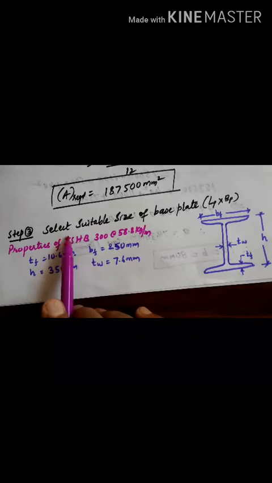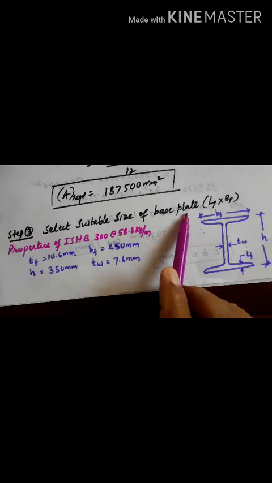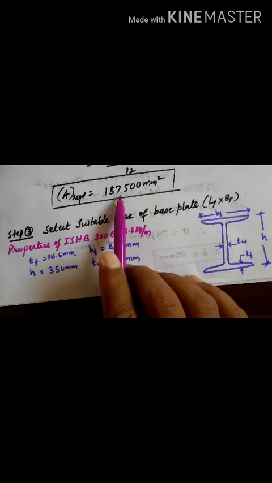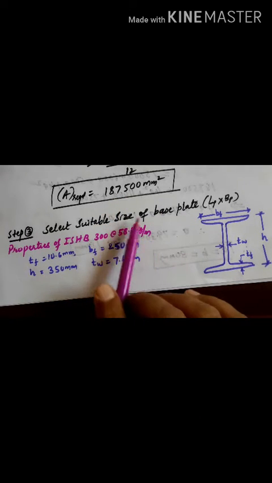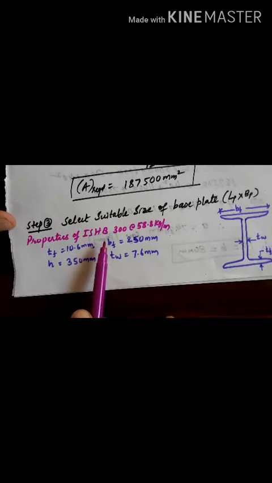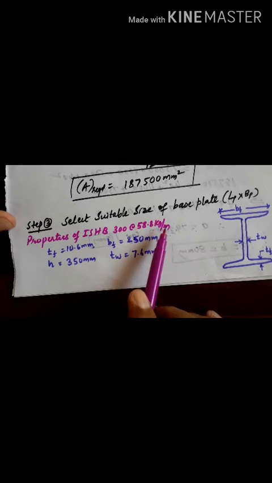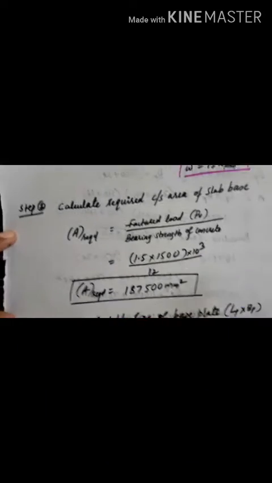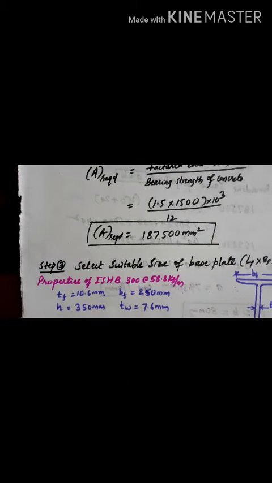Then next, after getting the area, select a suitable size of the base plate. Whatever area you have calculated, based on that you have to choose the correct size of the base plate. For that, first you need to take the properties of the ISHB 300 at 58.8 kg per meter from the steel table. So this is the section. This represents the depth of the section, this is the width of the section, that is the flange width, the thickness of the web, and the thickness of the flange. You have to refer to the steel table and get the properties.